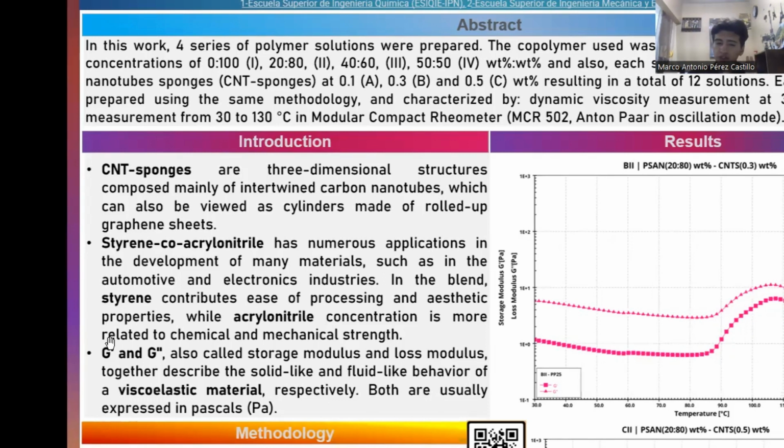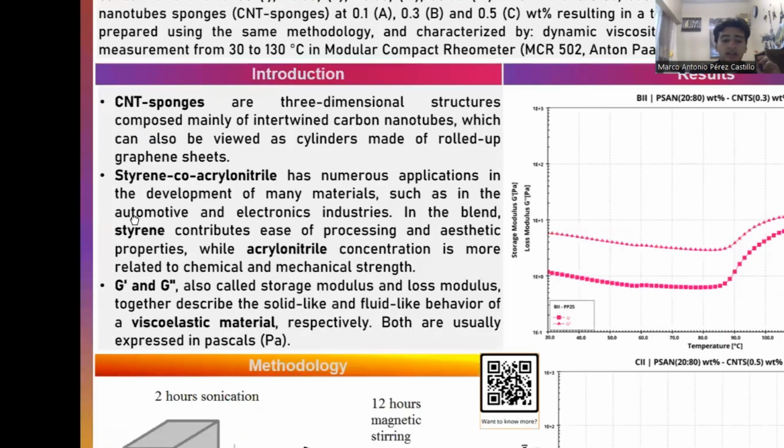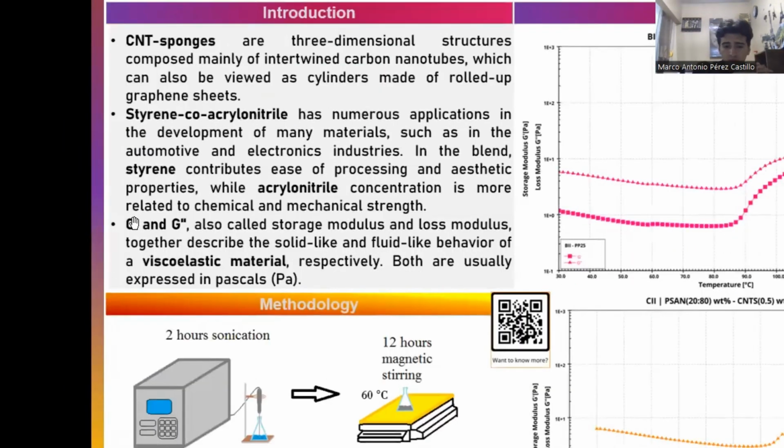The copolymer solutions are viscoelastic materials. This is important, which means that they simultaneously possess characteristics generally associated with solids and liquid fluids. For the study of this type of materials, there is the storage modulus G prime, which mainly describes the solid or elastic component of the material, and the loss modulus G double prime, which similarly describes the viscous nature of the material.